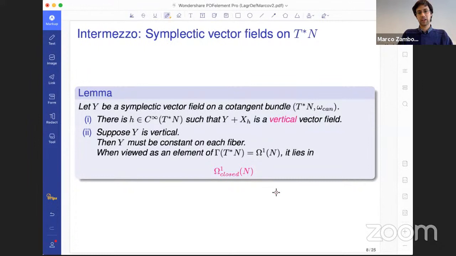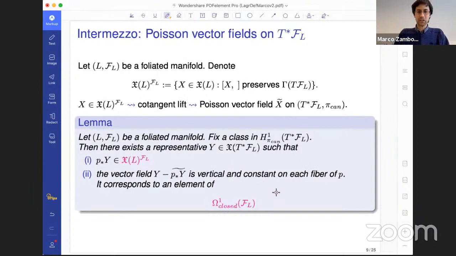Now we can do this in the foliated setting. Unfortunately I have to introduce some notation. So here L is a foliated manifold. The case of interest, of course, is when L is my Lagrangian submanifold and FL is the codimension one foliation induced by intersecting with the symplectic foliation of the singular locus Z, but this is more general.